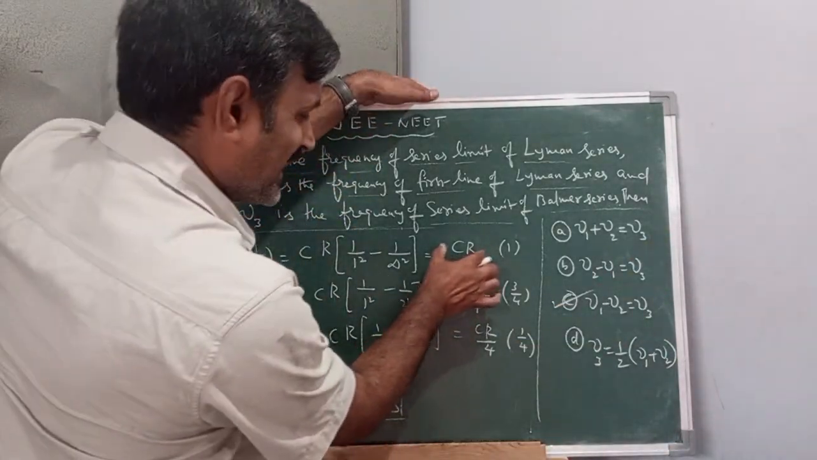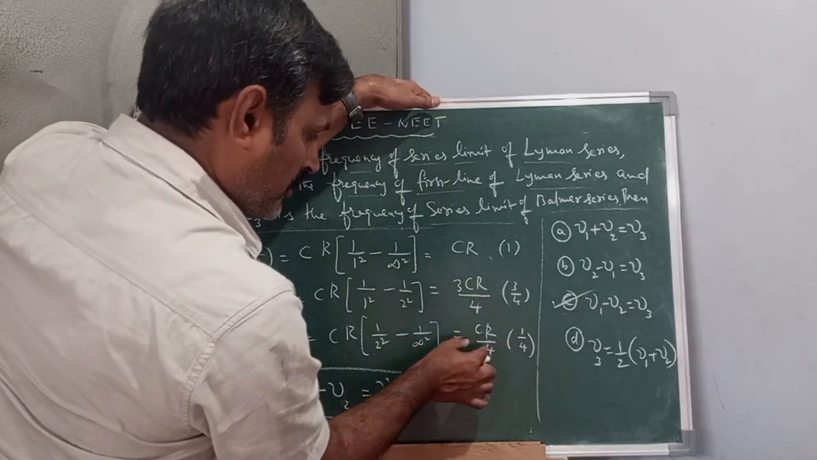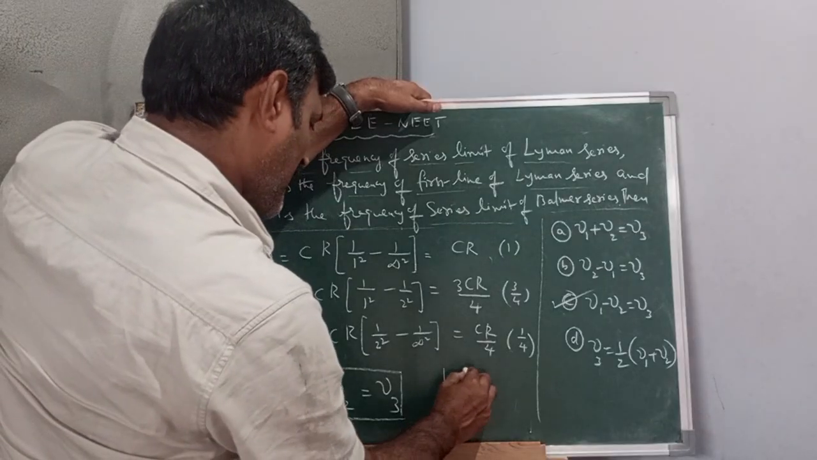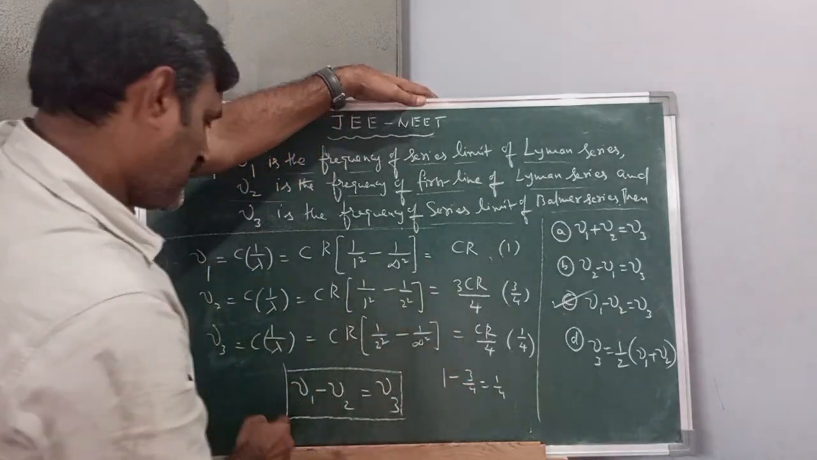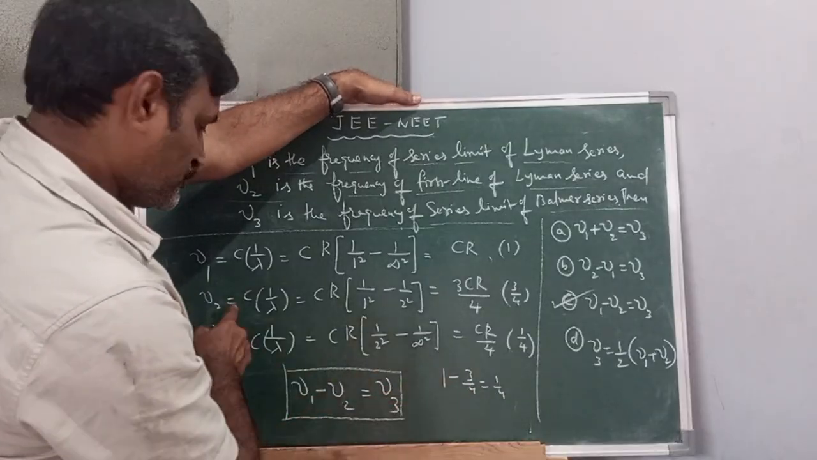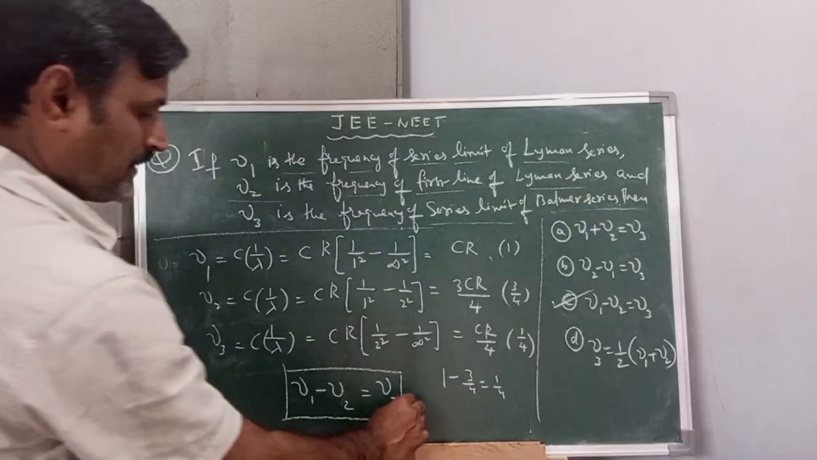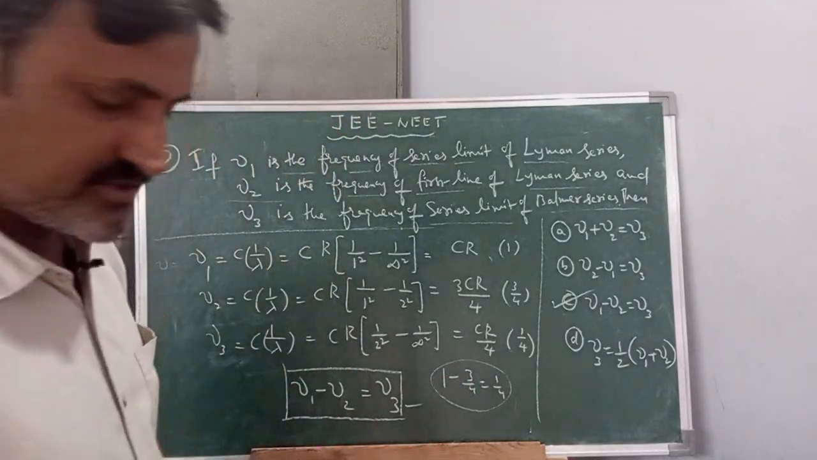So I am considering CR as 1, so 3 CR by 4 is 3 by 4 and CR by 4 is 1 by 4. This is nothing but 1 minus 3 by 4 is 1 by 4. So 1 is nu1, 3 by 4 is nu2, and 1 by 4 is nu3. So this is the right option for this question. Thank you very much.